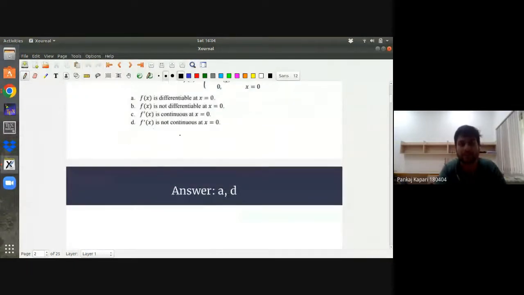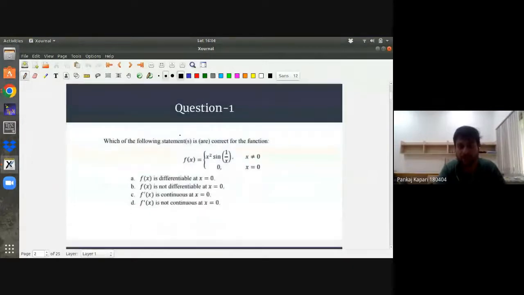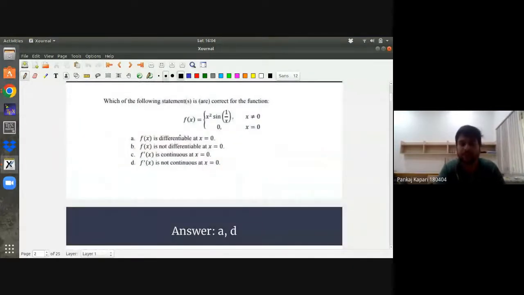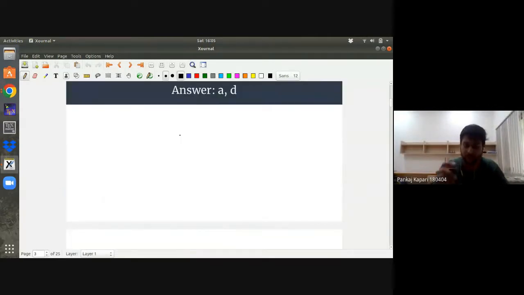The correct answers are a and d. That is, the function is differentiable at 0, and the derivative of the function is not continuous at 0. Let's see why.